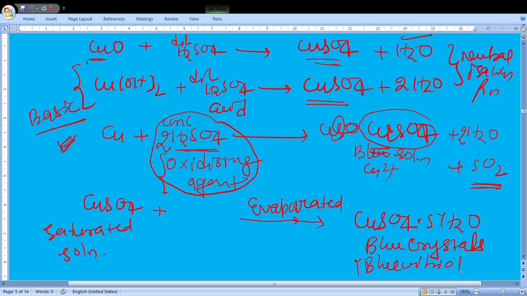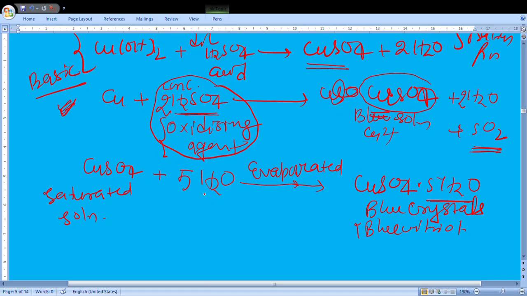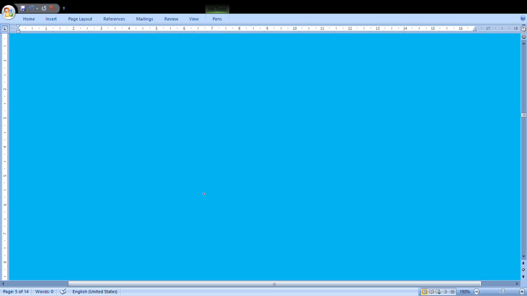Now where are the water molecules coming from? That excess of water was present in the saturated solution, out of which 5 water molecules will be added to CuSO4 in the form of water of crystallization, isn't it? So this was the blue vitriol. Next will be green vitriol, white vitriol.